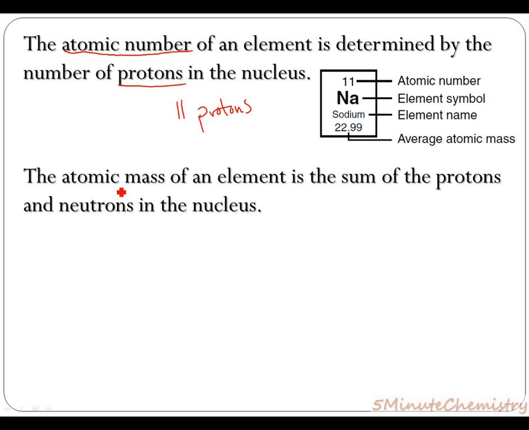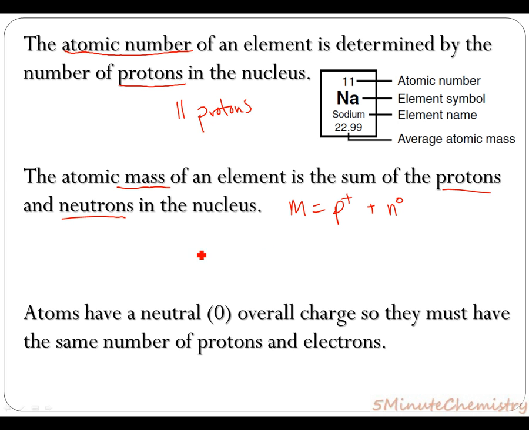The mass, so the atomic mass, is the sum of protons and neutrons in the nucleus. So mass is the number of protons plus neutrons. Okay, because remember, the relative mass is 1 to 1, the number of protons and number of neutrons combined is mass. Atoms have a neutral or zero overall charge, so they must have the same number of protons and electrons. So the proton number is equal to the electron number.